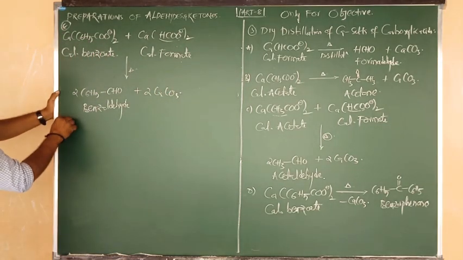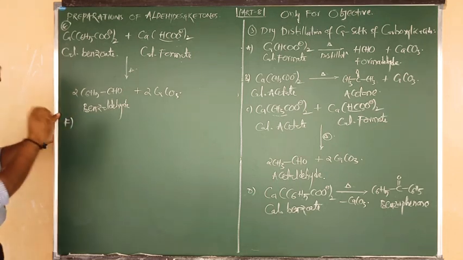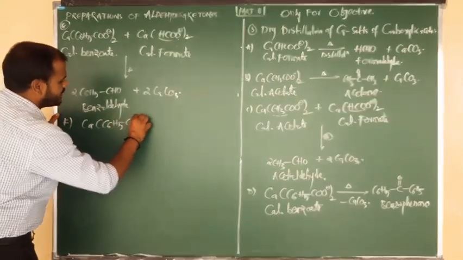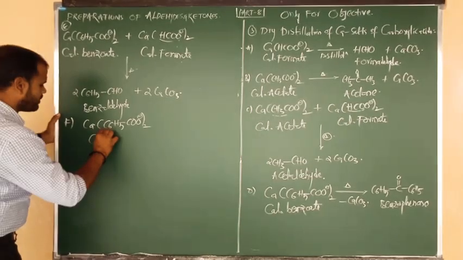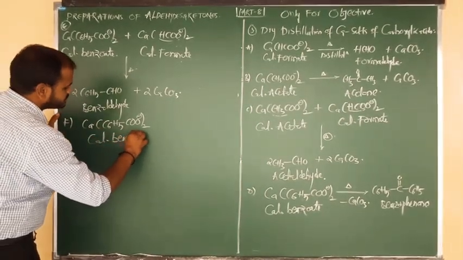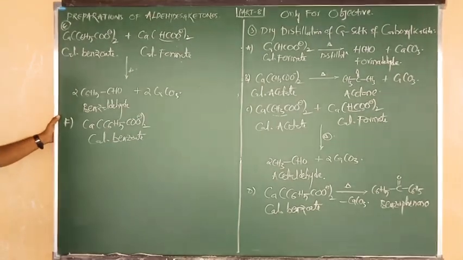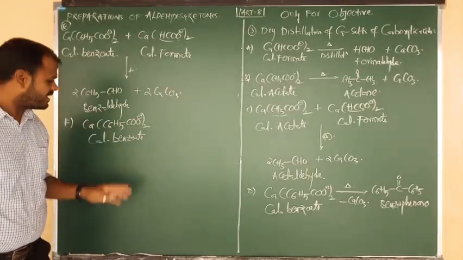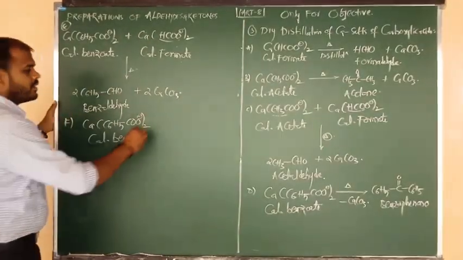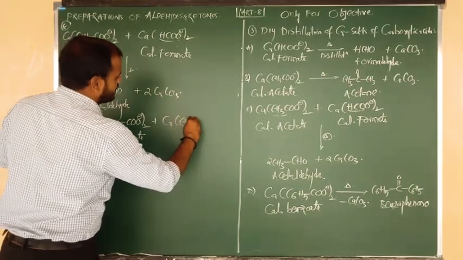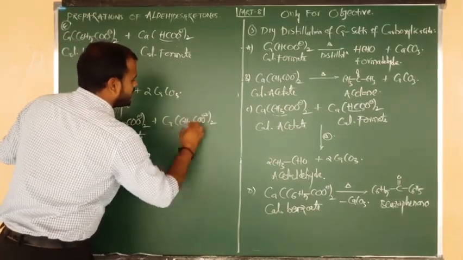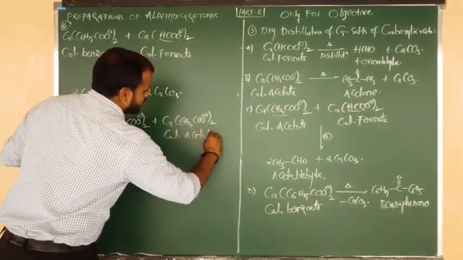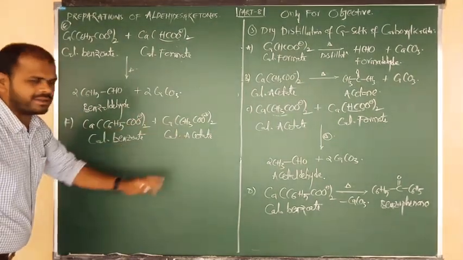In this category, the last reaction. Again I want to take calcium benzoate. What is the formula? Ca(C6H5COO)2. The name of this compound is calcium benzoate. Now calcium benzoate with calcium acetate. Any two mixture you can consider. Ca(CH3COO)2, calcium salt of acetic acid, also called calcium acetate. So one is calcium benzoate, one more is calcium acetate.